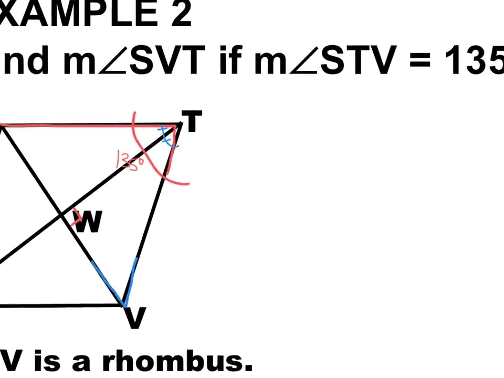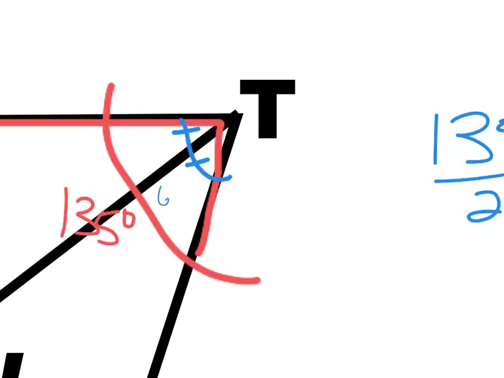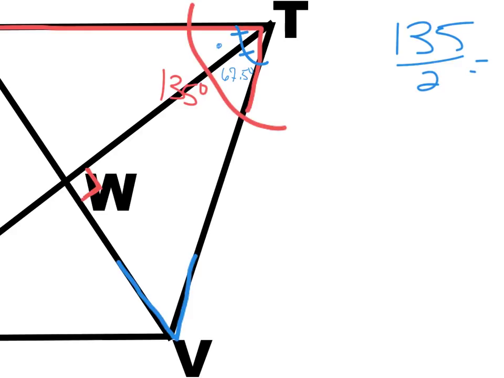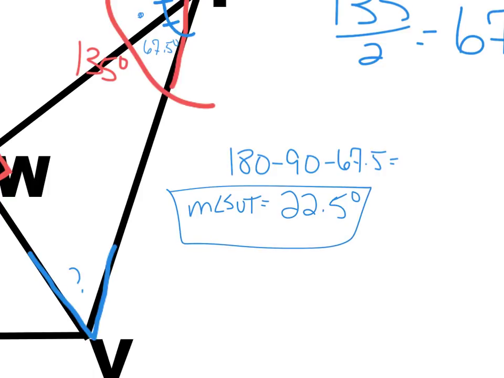So I can cut 135 in half, and it should give me the second angle in that triangle. I believe it's 67.5 degrees. So I'm going to write that in here, 67.5 degrees. And so is this one also, okay? But now I've got this triangle. I know a triangle has 180 degrees. I know one of the angles is 90. I know the other one's 67.5. So if I subtract those, it leaves me with the angle that we're looking for, which when you subtract those is 22.5 degrees. So the measure of angle SVT is equal to 22.5 degrees.